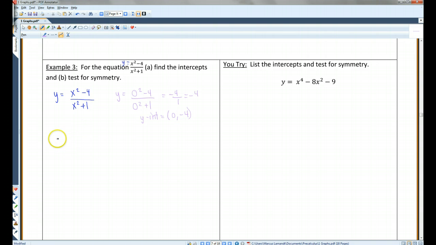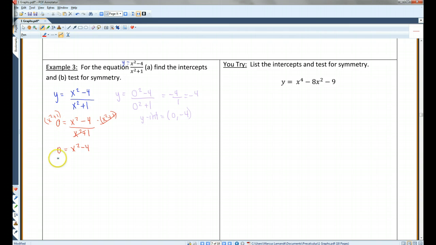Okay, now let's do the same thing for x. Change colors, and red. So 0 equals x squared minus 4 over x squared plus 1. Alright, I'm going to multiply both sides by the denominator. So I have 0 equals x squared minus 4.